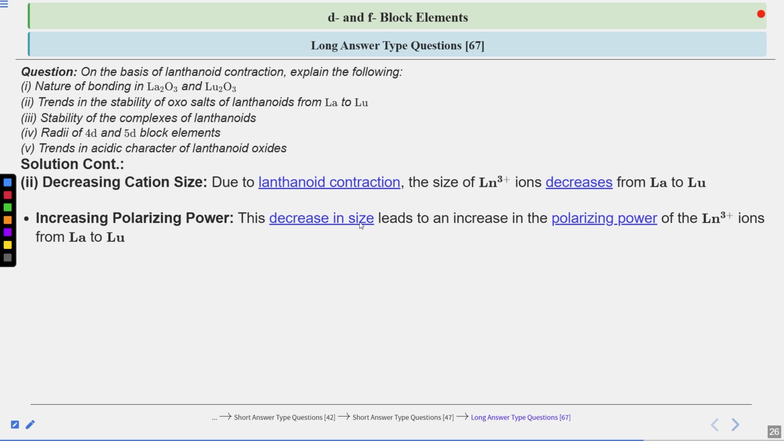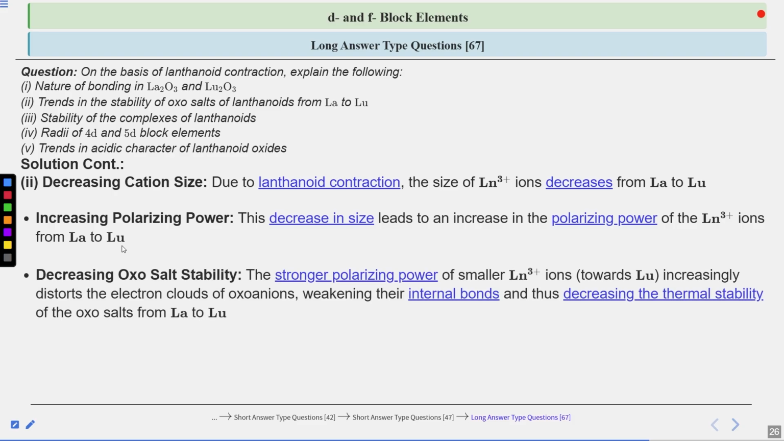Increasing polarizing power. Now, this decrease in size from lanthanum to lutetium leads to an increase in the polarizing power of lanthanoid ions from lanthanum to lutetium, right? Now, decreasing oxo salt stability. Due to the strong polarizing power of smaller lanthanoid ions, that means towards lutetium as you go from lanthanum, the electron clouds of oxo anions are increasingly distorted, which weakens their internal bonds and thus decreases the thermal stability of oxo salts from lanthanum to lutetium.